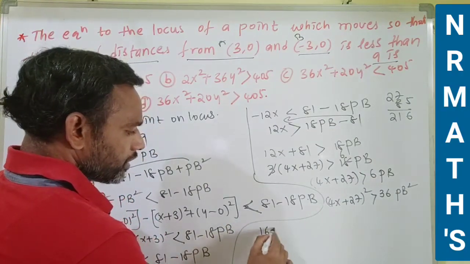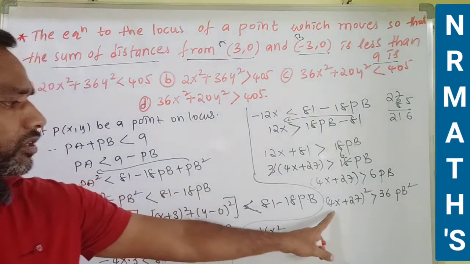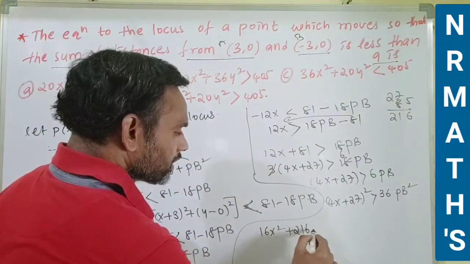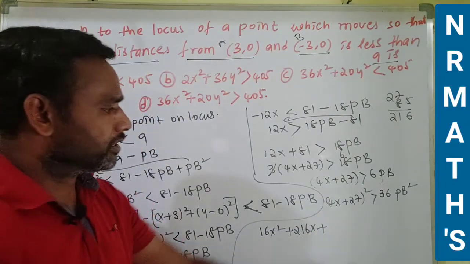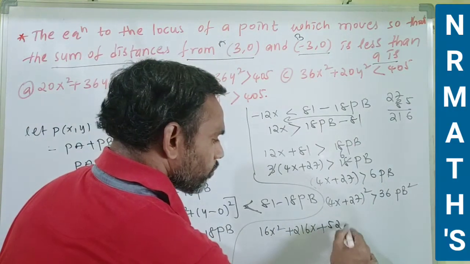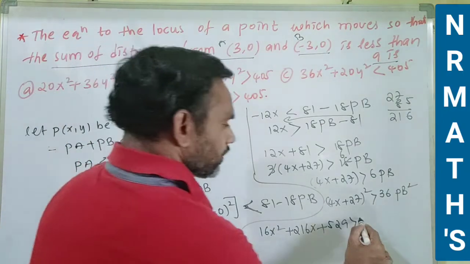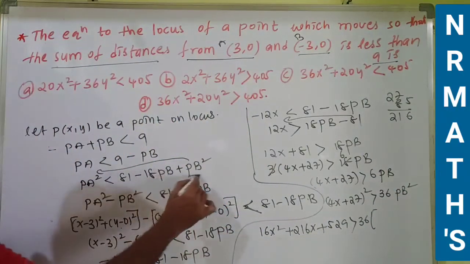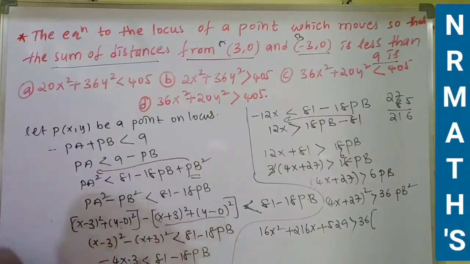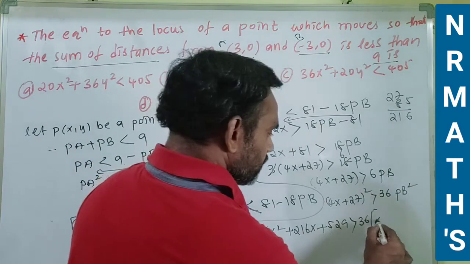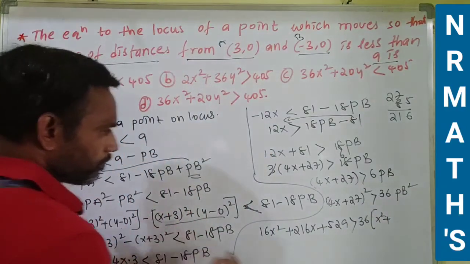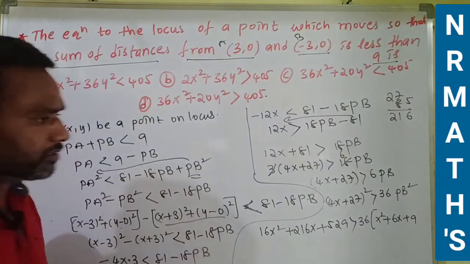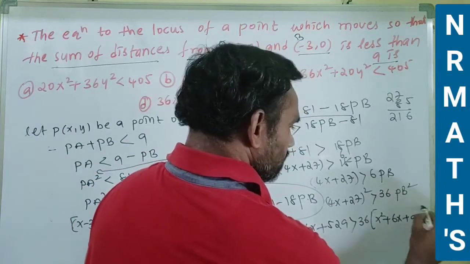Expanding (4x plus 27) whole square: (4x) whole square is 16x square, plus 2ab, 2 into 4 is 8, 8 into 27 is 216, so 216x, plus 27 whole square which is 729, is greater than 36 into PB square. PB square means (x plus 3) whole square plus y square, that is x square plus 6x plus 9 plus y square.